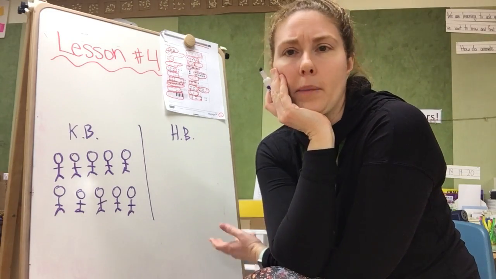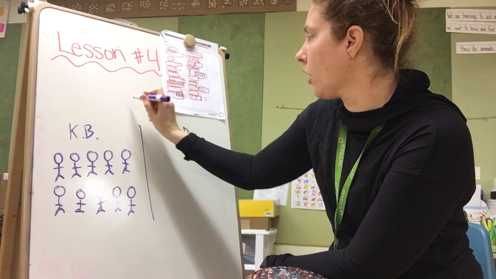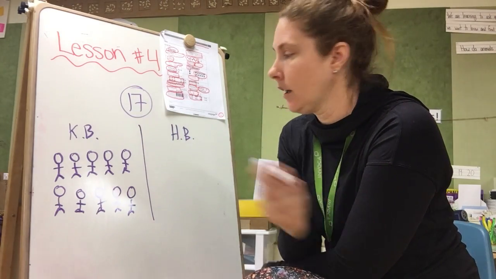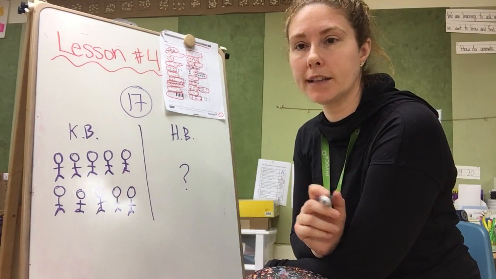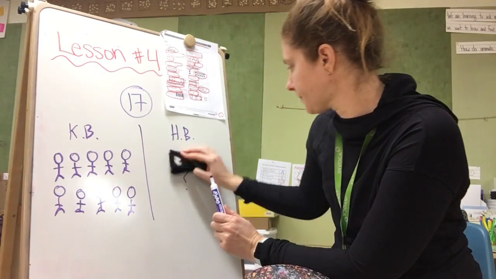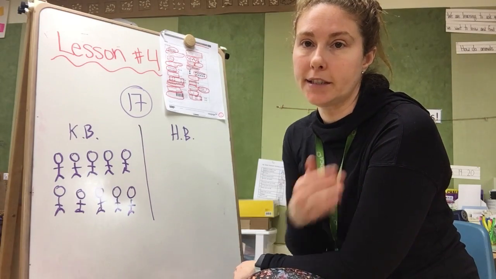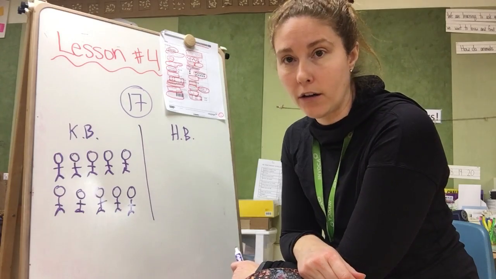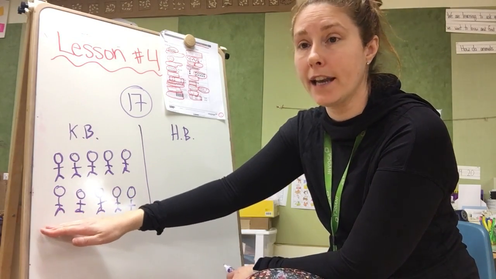So, how many kids are left playing handball? I know there's 17 in total, right? There's 17 kids playing. 10 are playing kickball. Mystery number is how many are playing handball. If I know my parts right away to make 17, 10 and what makes 17, then that will be easy for me to figure out. If not, maybe I need to count it out from a shortcut 10.